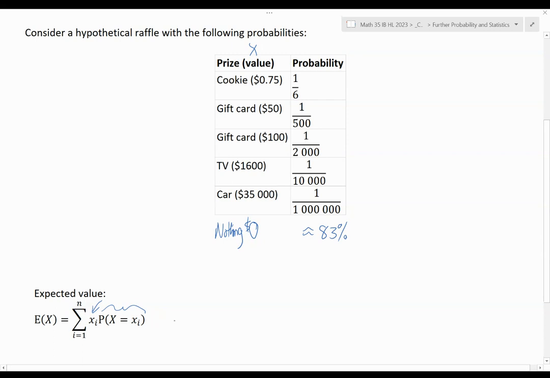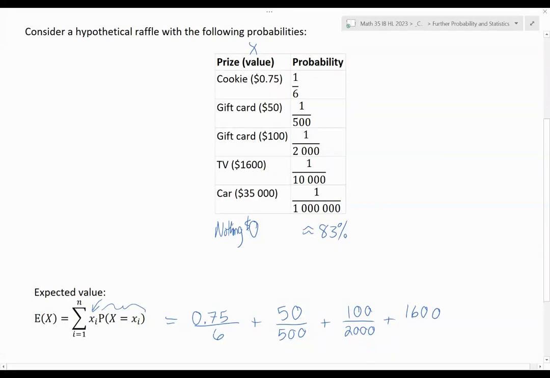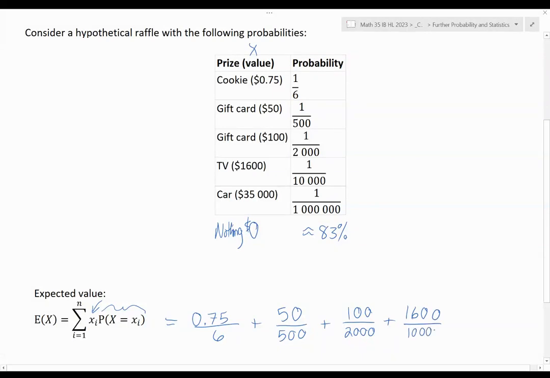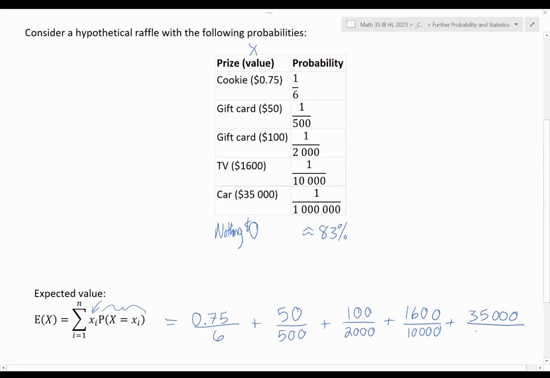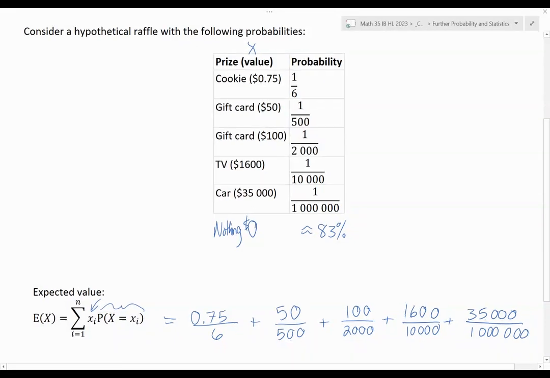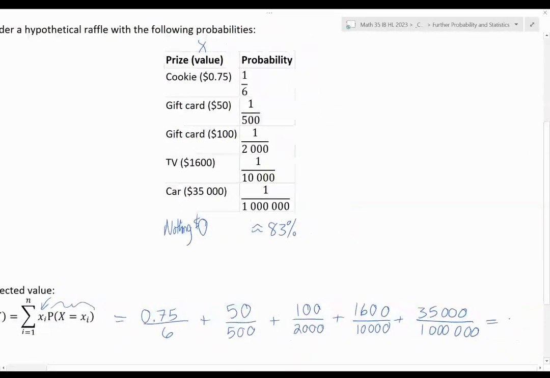So in this particular instance, that would be the 0.75 times 1/6, so I can just say divided by 6, plus the 50 divided by 500, plus the 100 divided by 2,000, plus the $1,600 prize divided by 10,000, plus the $35,000 prize divided by 1,000,000. And if we add all these up, we get an expected value of 47 cents, so 0.47.